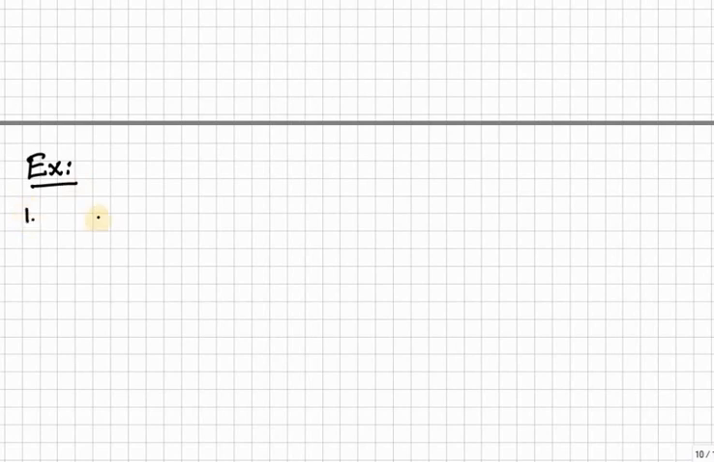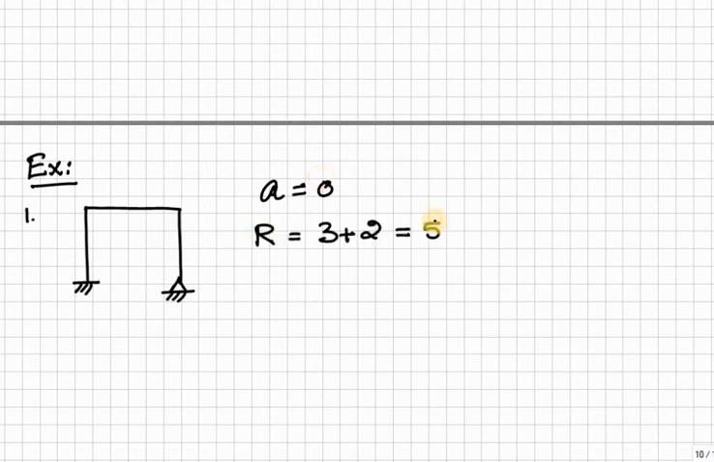So one simple portal frame, one support is fixed, another support is hinged. So here there is no closed loop by members. That means A is equal to 0 and total reaction is equal to 3 plus 2, 5. And available equations, E is equal to 3. That means sigma H is equal to 0, sigma V is equal to 0, sigma M is equal to 0.